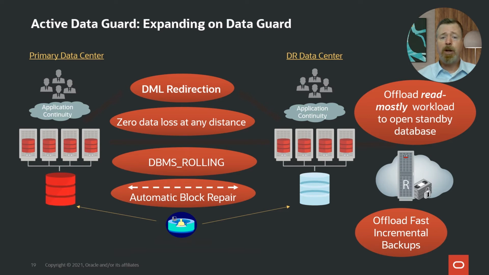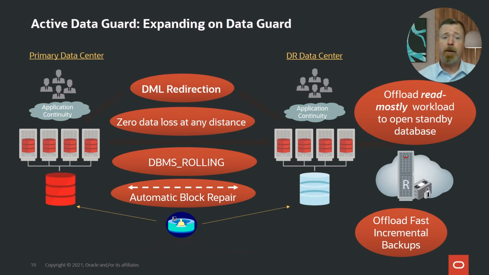We have DBMS rolling. All these types of features are available to us, but none of these features are the reason that it's required for MAA. It's the advanced data protection that's provided by the application continuity feature that's built into Active Data Guard, just like RAC, and the automatic block repair feature that automatically, if you have any type of block corruption that occurs in either the primary or any of the standbys, will go ahead and copy that block over from one of the other servers.